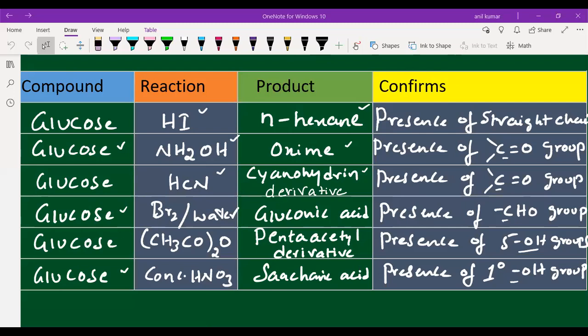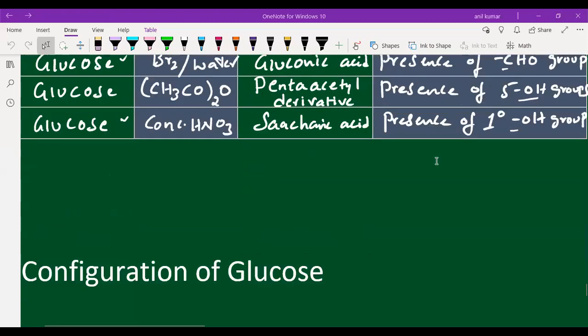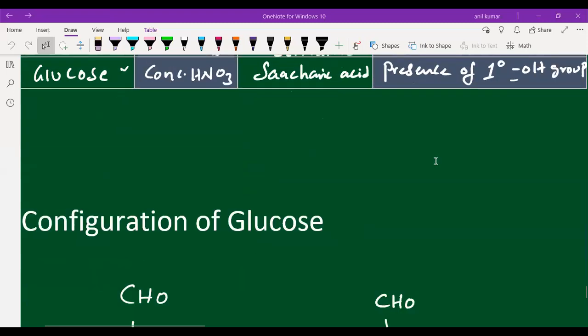So we have discussed the structure of glucose. Now we have to discuss the configuration of glucose. Now we have to assign the configuration of glucose. How can we assign the configuration of glucose? What do you mean by the configuration?